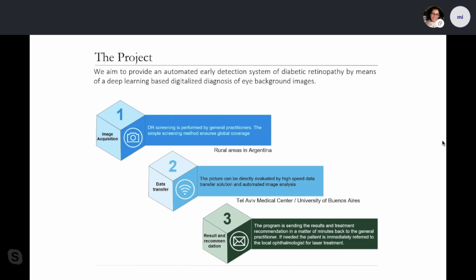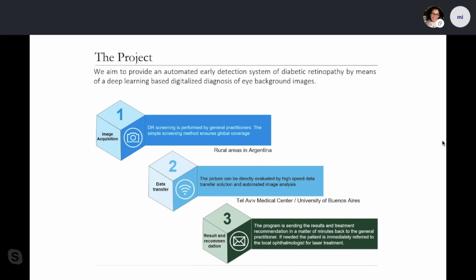Of course, the first step is the eye screening. So pictures will be taken by the general practitioners or the nurses in very remote areas around the world. We are going to start in Argentina because we already started here and the facilities are already there. And then a simple screening method ensures global coverage, which is a simple picture. That picture will be sent to the reading center or the data transfer, which is step number 2. And step number 2 will be Dina and I or every physician you decide.